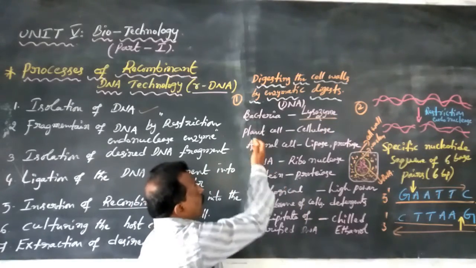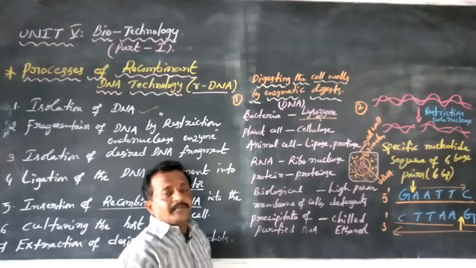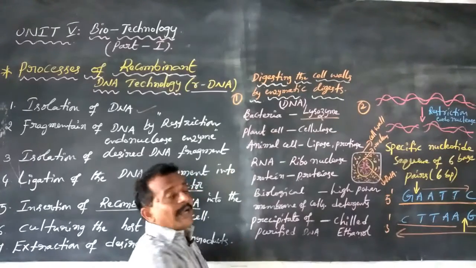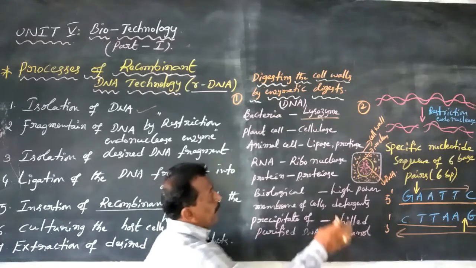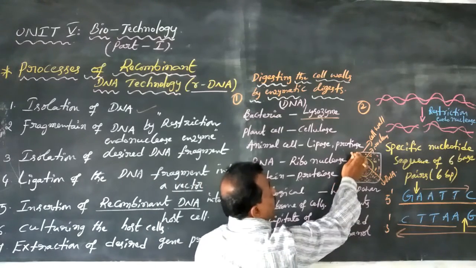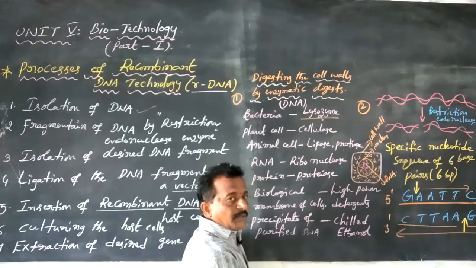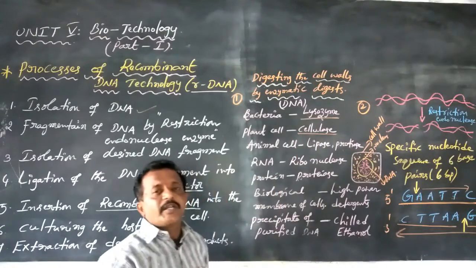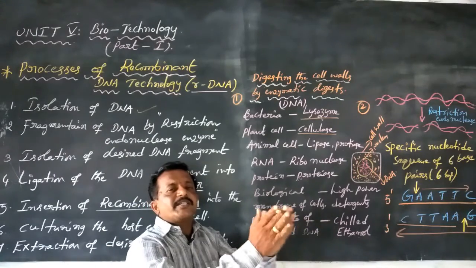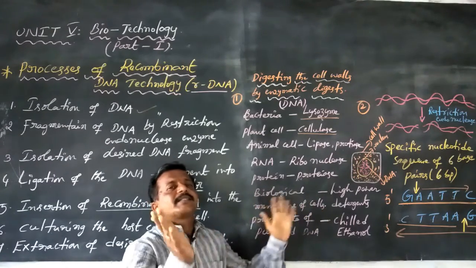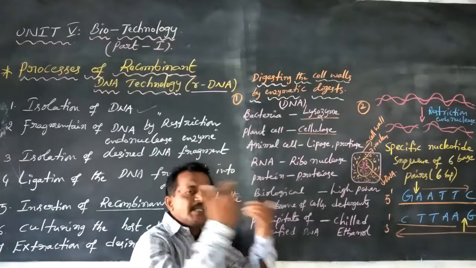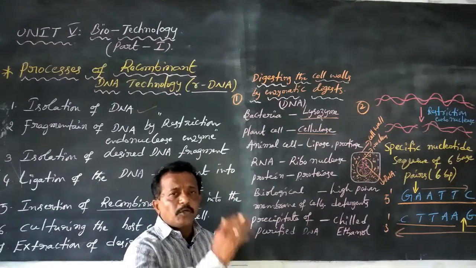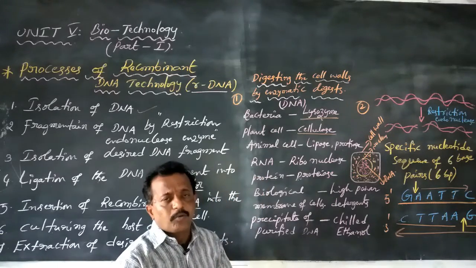If you want plant cell DNA, how do you isolate it? Generally, plant cell walls are made up of cellulose, so we apply the cellulase enzyme. This cellulase enzyme easily breaks down the plant cell walls, and then we can easily separate the plant cell DNA and use it in the recombinant DNA technology process.